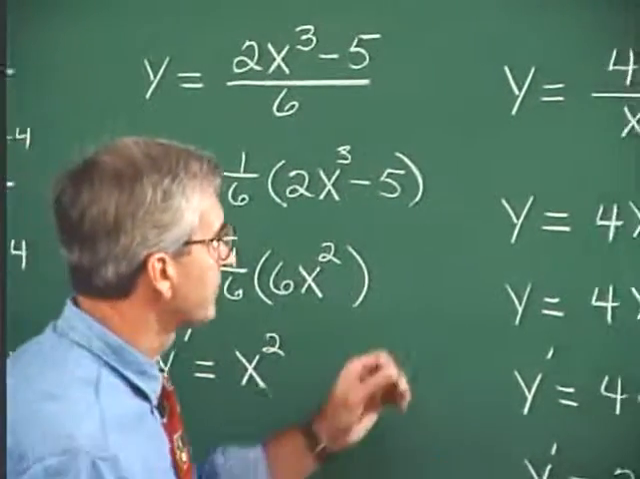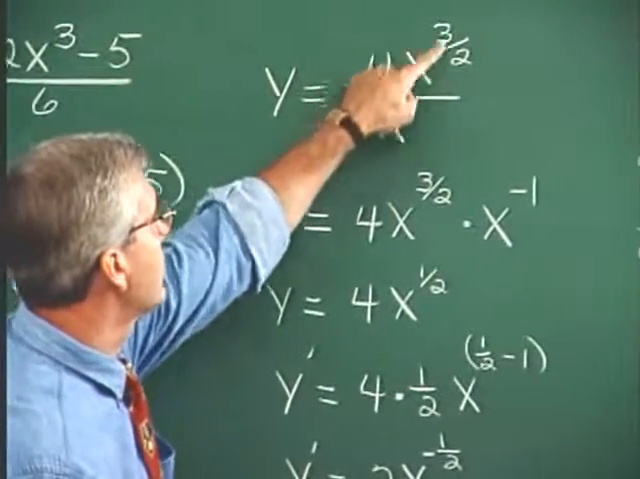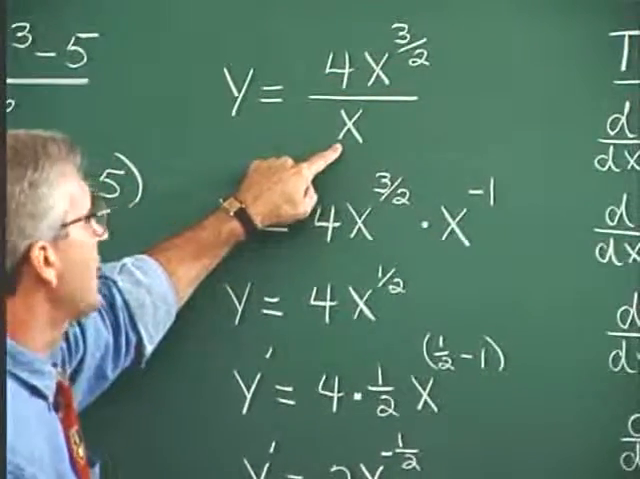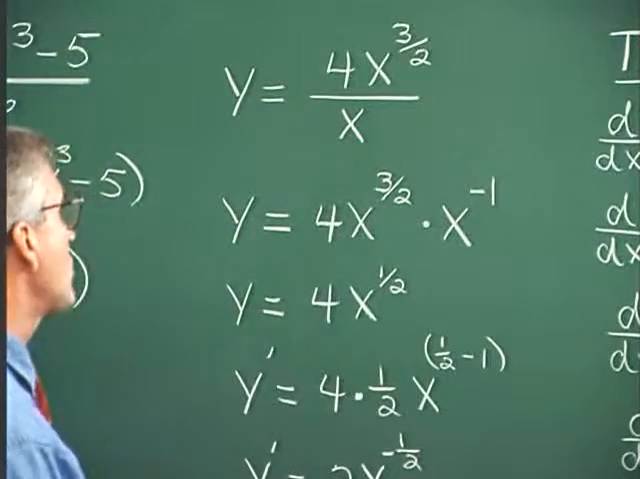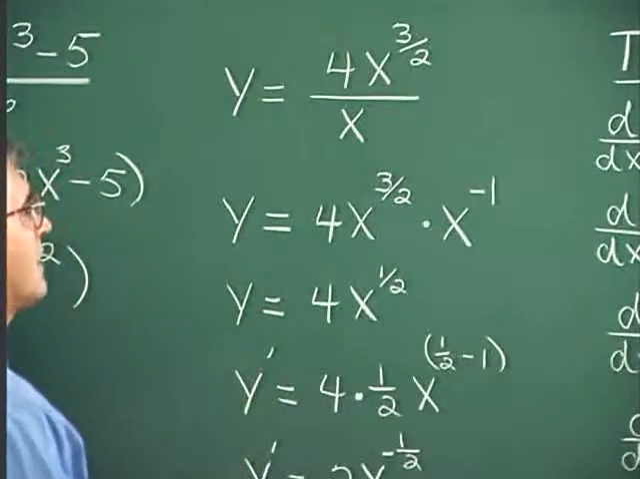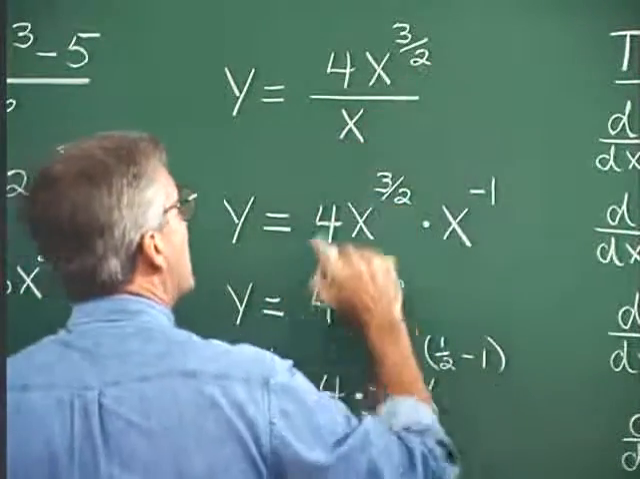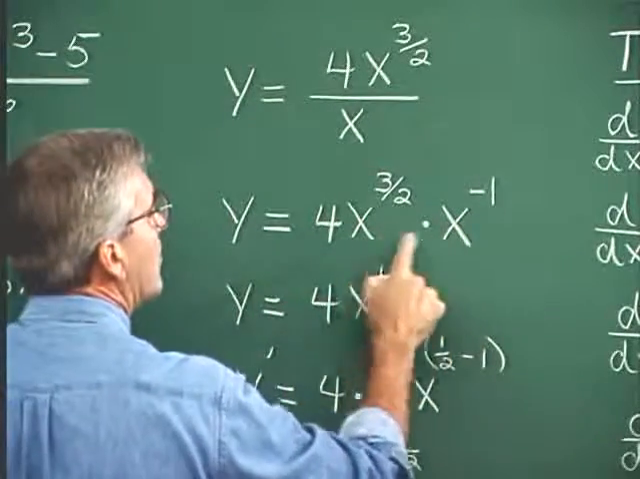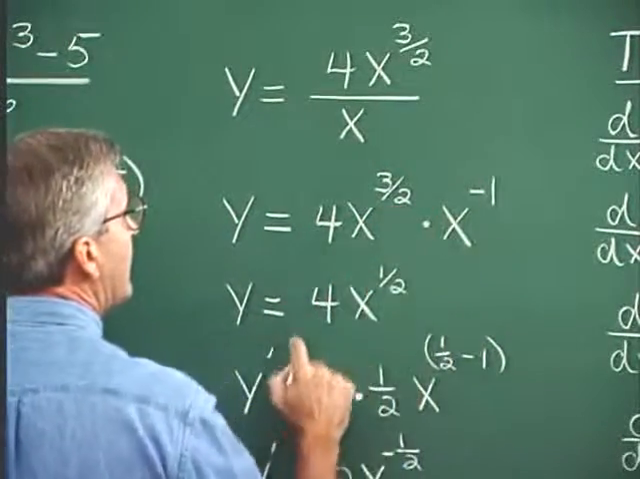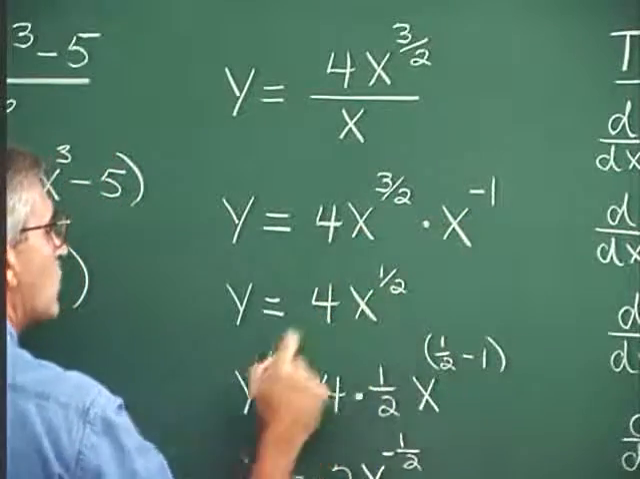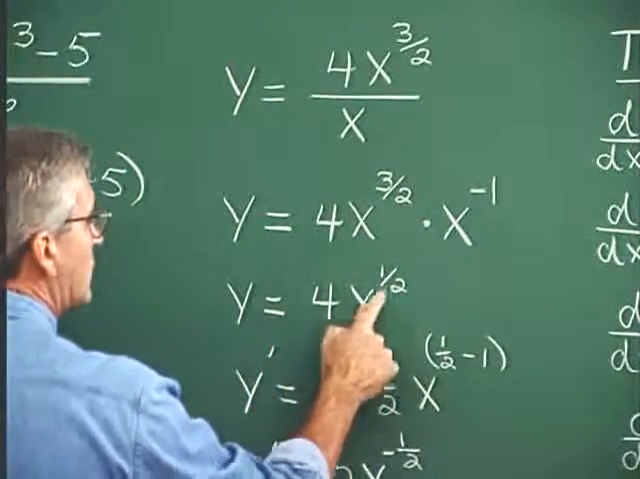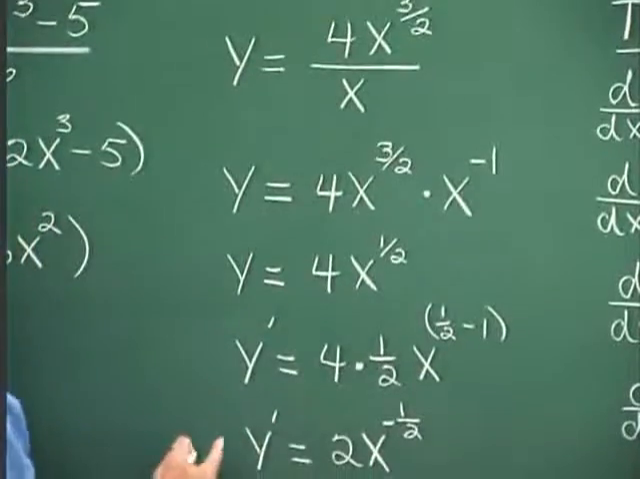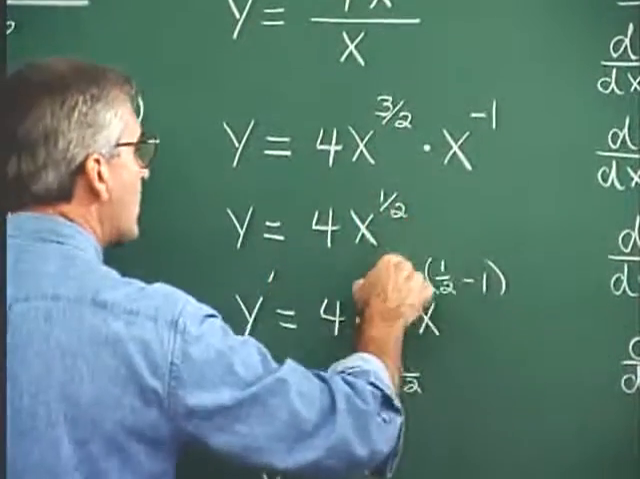Here's another one. We have 4x to the 3/2 in the numerator, x in the denominator. Looks like we need to use the quotient rule, but no, we can get ourselves out of it. This x can slip up to the numerator and becomes x to the negative 1. Multiplying here, we're simply adding the exponents. 3/2 minus 2/2 is 1/2. So 4x to the 1/2. Take the derivative and we have 4 times the derivative of this.